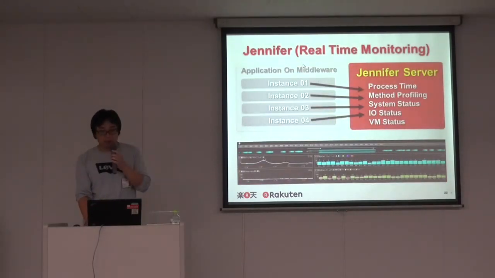Juniper is the real-time monitoring system introduced to Japan Ichiba in 2012. This is the dashboard of the Juniper server. If the Juniper server is connected to the application server, we can always monitor all processed requests on all servers.